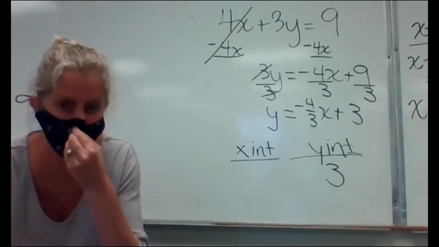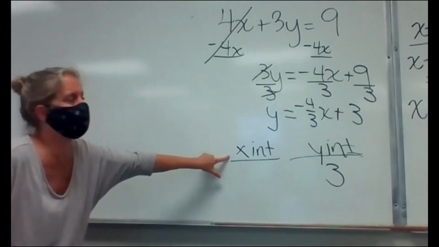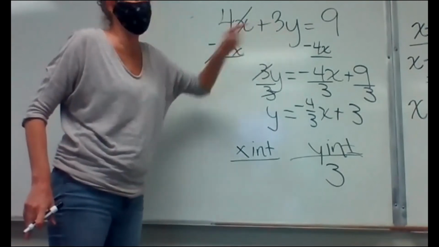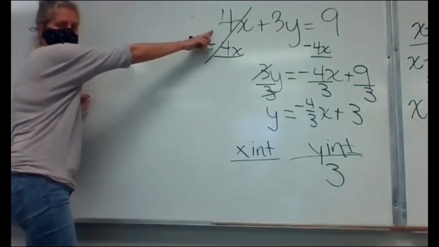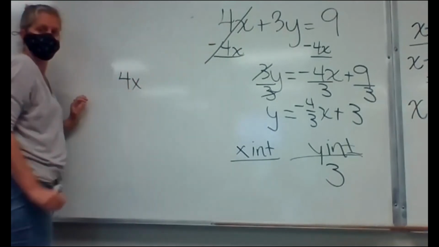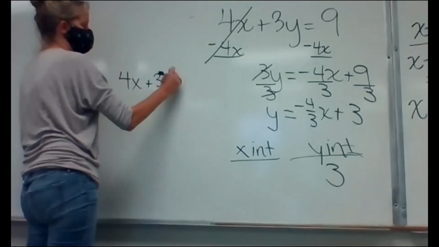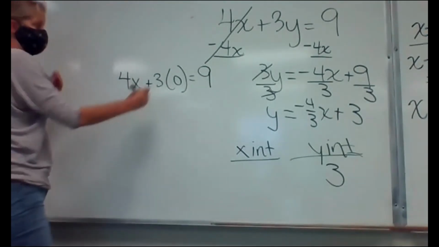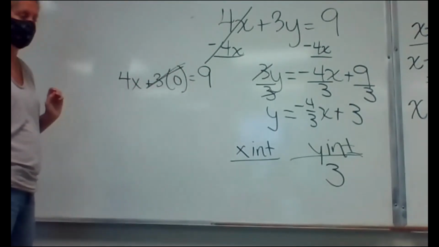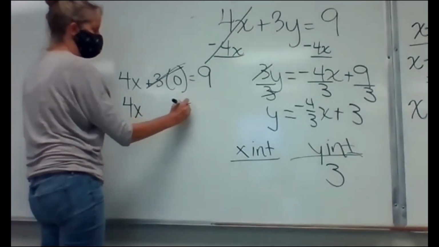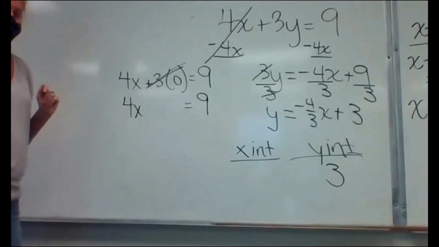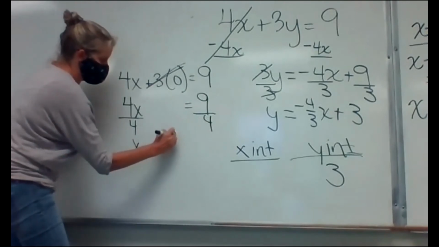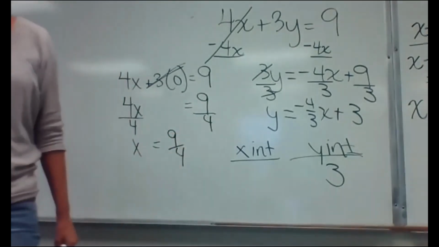Mathematically, doing it by hand, how do I find the x-intercept? Make the y 0. So that's what I'm going to do. I'm going to put a 0 in place of that y. So if I do that, I'll have 4x plus 3 times 0 equals 9. Remember, 3 times 0 is nothing. So 4x equals 9. Divide by 4, divide by 4. So x equals 9 over 4.